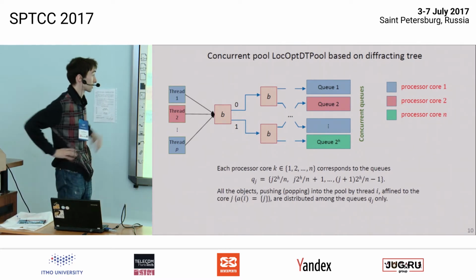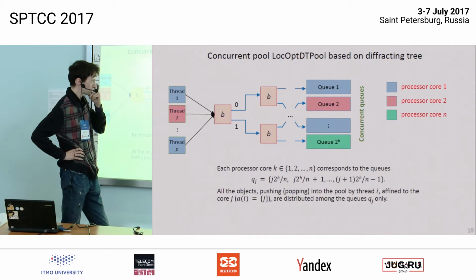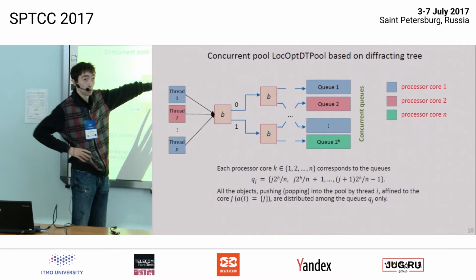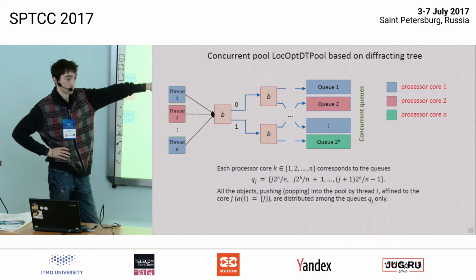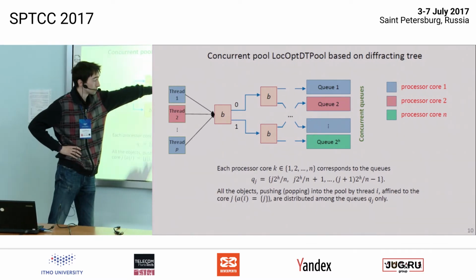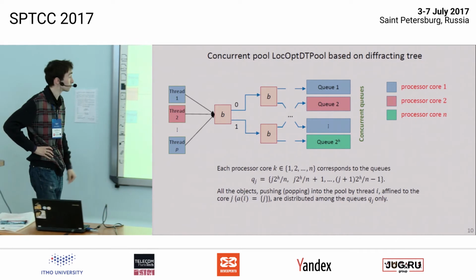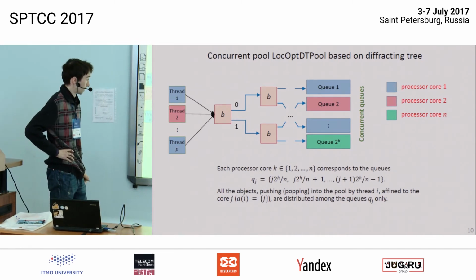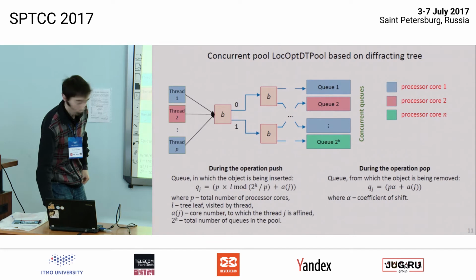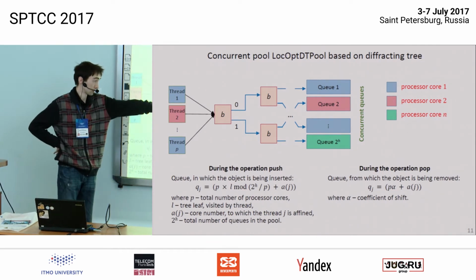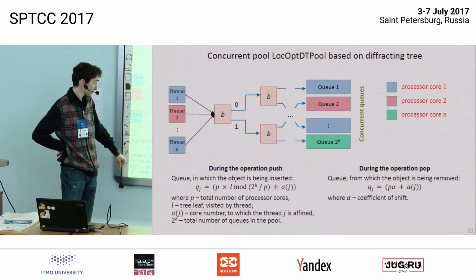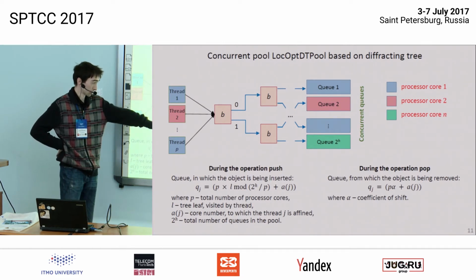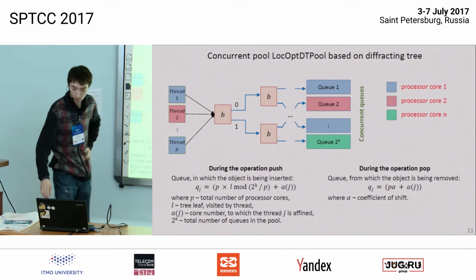The other difference is the affinity, the binding of queues to processor cores. Each queue on a leaf corresponds to some processor core. Doing inserting and removing operations, threads choose the queue and do the operations.